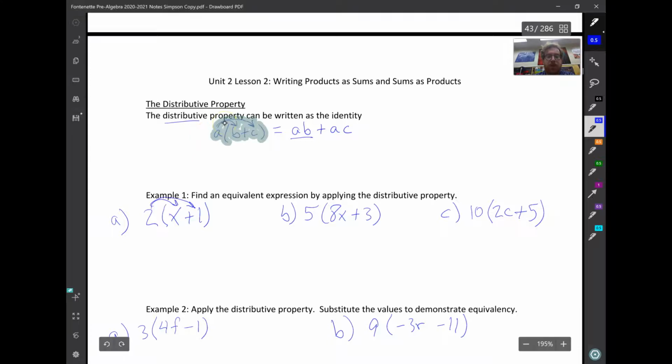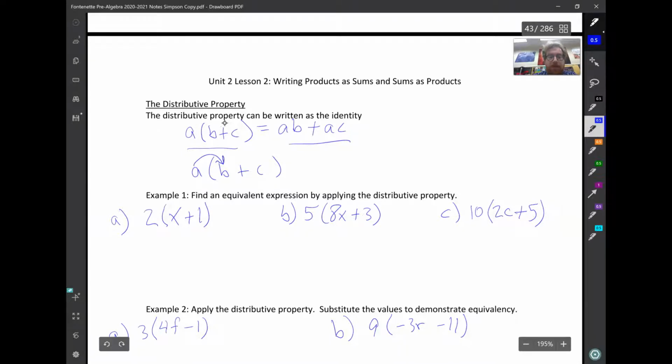Hey everyone, we're going to talk about Unit 2, Lesson 2, which is about the distributive property. The distributive property can be written as the identity A times (B plus C) equals A times B plus A times C. It's called the distributive property because the way you get from the left side to the right side is you distribute the A to each term on the inside.